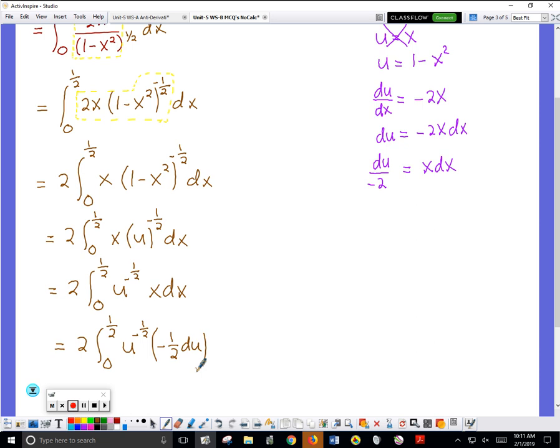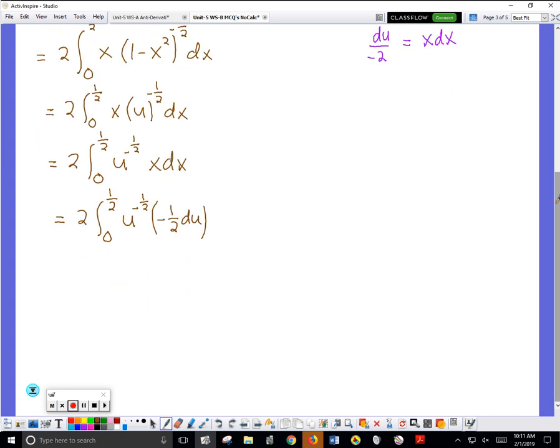Awesome. This is a multiplying constant, so it can come out. When these two multiply, this becomes negative 1. This is getting to be a lot of writing. That's the way it goes. So this is negative 1, 0 to 1/2, u to the negative 1/2 du. Okay. There is one additional new step here.